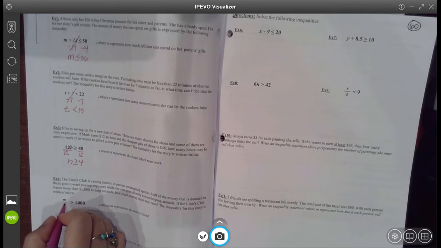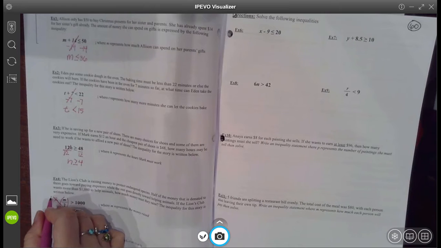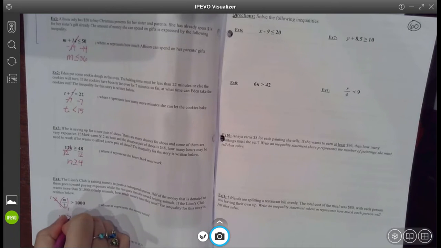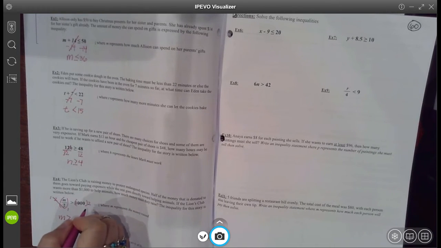Well, m is being divided by 2, and the inverse of dividing is to multiply. So that those cross cancel and become 1, because 2 divided by 2 is 1 on both of those. And then you have 1 times m is just m. Bring down your inequality, and whatever we did to one side, we want to do to the other. Since we multiplied that side by 2, multiply this side by 2, and 2 times 1,000 is 2,000.